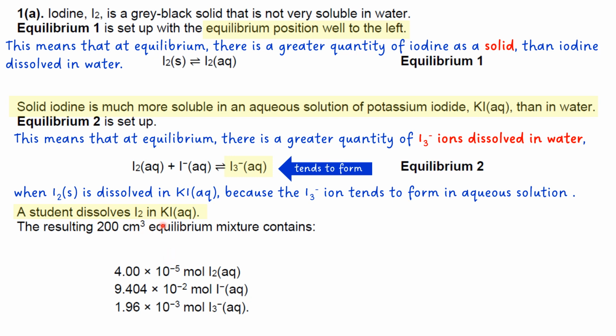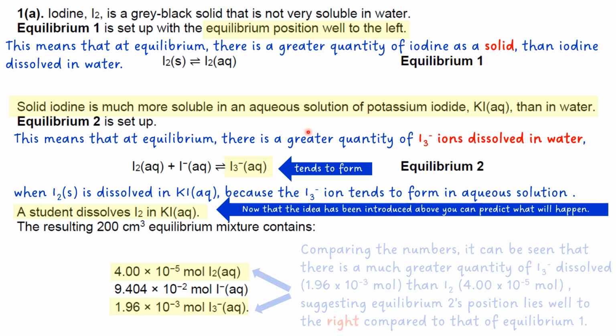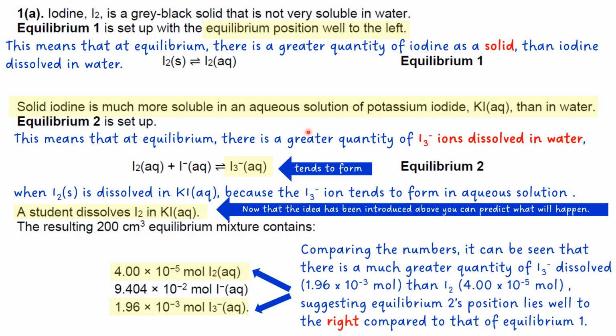So the next thing that happens is a student dissolves I2 in KI. Now they've just told you about what happens there, so you can predict what's going on here. Now looking at the iodine and the I3-, you can see that this time round there's a much greater quantity of I3- dissolved, 1.96 times 10 to the minus 3 moles, compared to I2, 4.00 times 10 to the minus 5 moles. That suggests that equilibrium 2's position this time lies well to the right, compared to that of equilibrium 1, where it told you it lies well to the left.